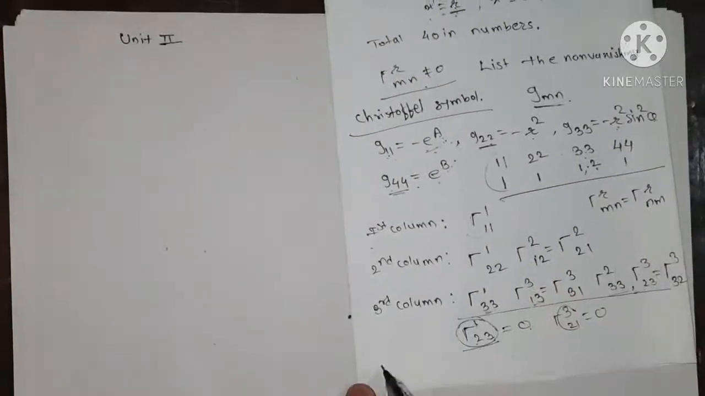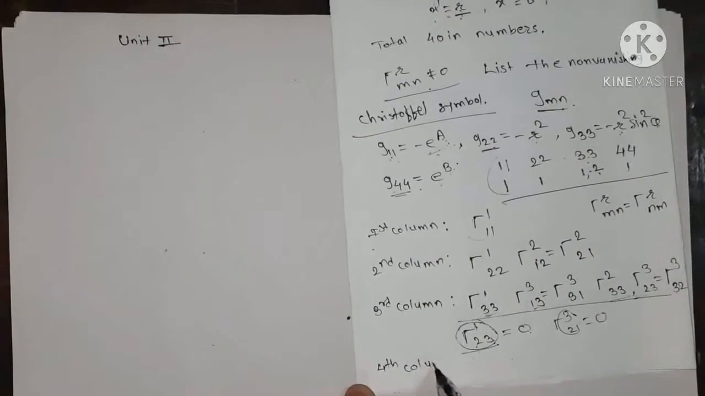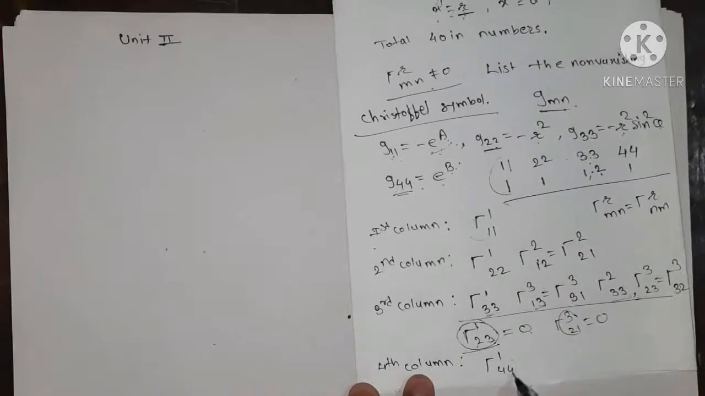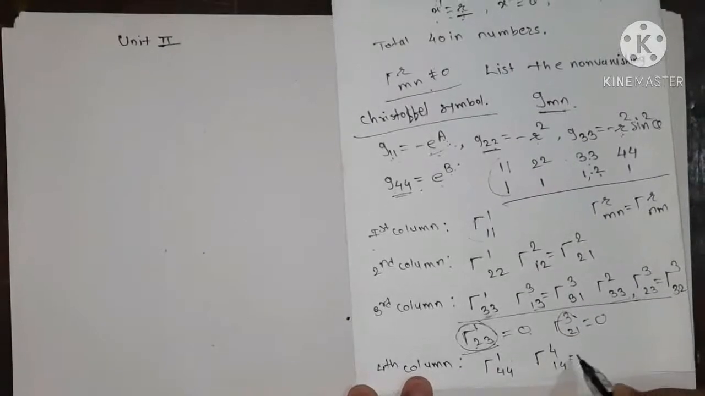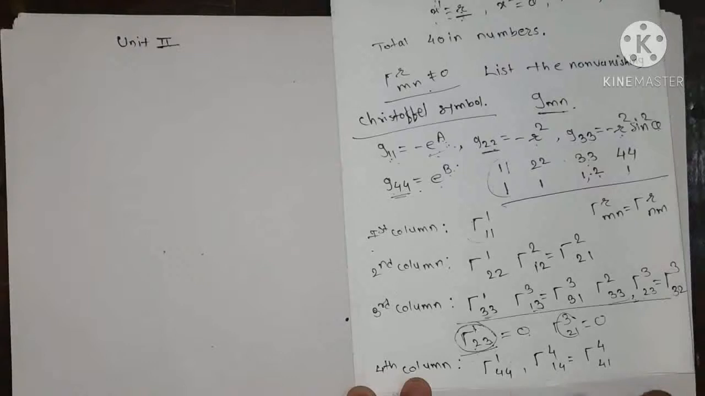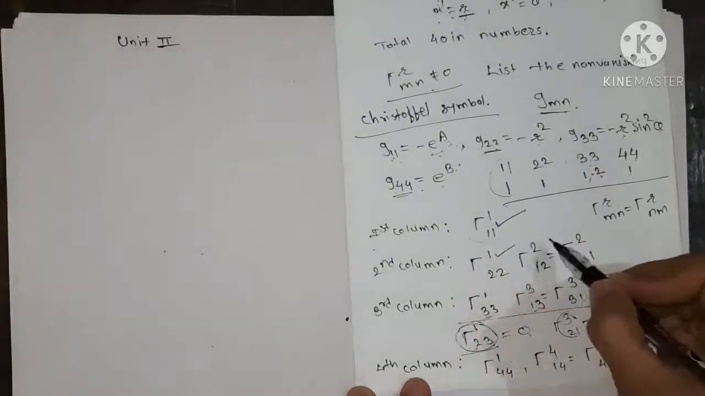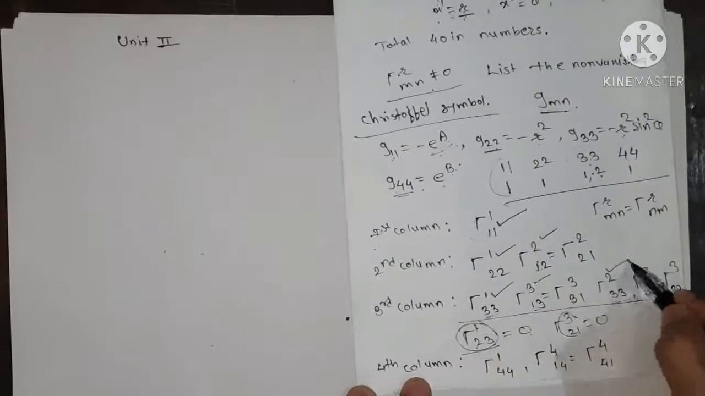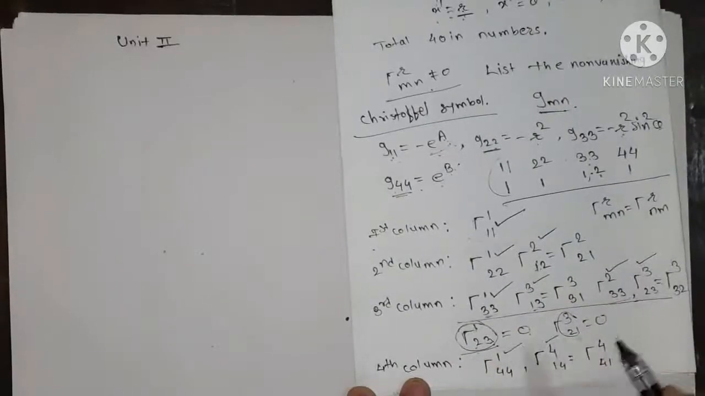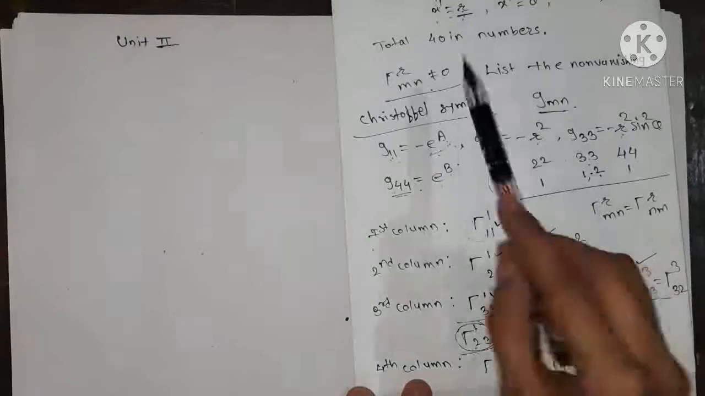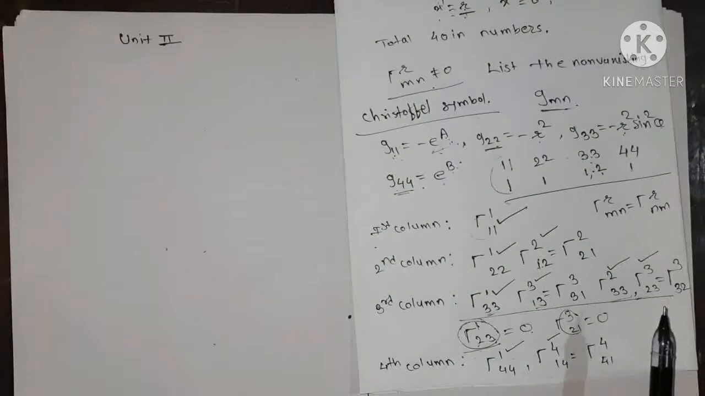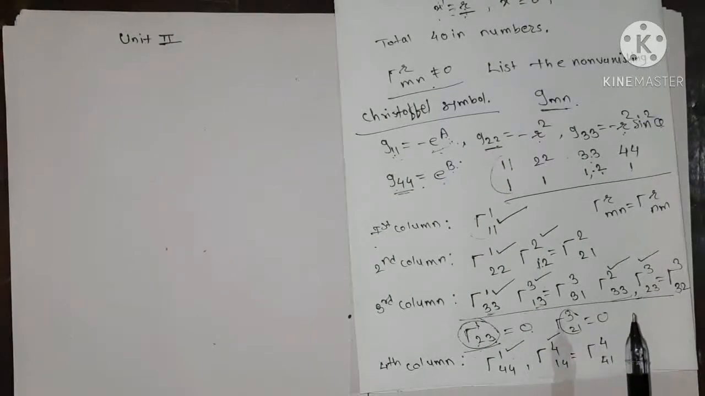Okay, now from the fourth column, we have Γ(1,4,4) and Γ(4,1,4), which is equal to Γ(4,4,1). So we have 1, 2, 3, 4, 5, 6, 7, 8 and 9. So from these 40 symbols, we have only 9 symbols which are non-vanishing, that is they are not equal to 0, and all other symbols are equal to 0.